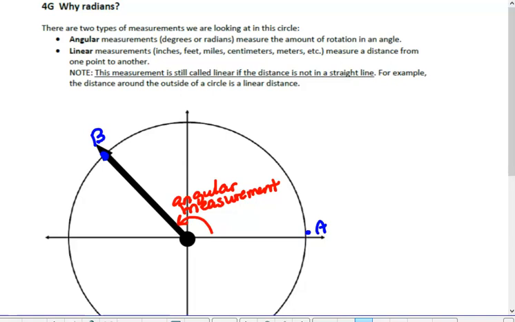The other thing we could do is we could look at rotating from point A to point B as traveling along the outside edge of the circle. So we could go from point A to point B by traveling along part of the circumference of the circle. And this is a linear measurement.